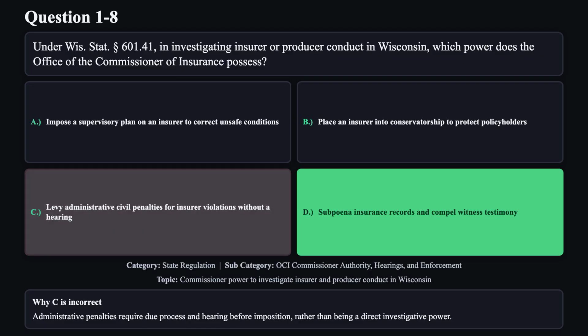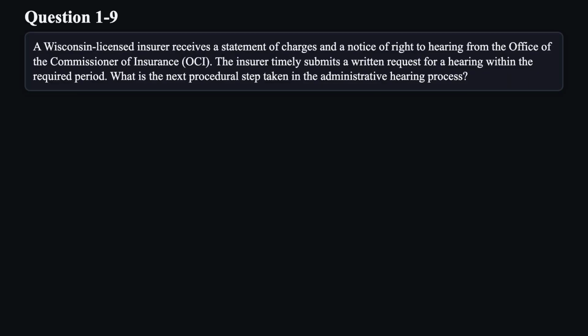Administrative penalties require due process and hearing before imposition, rather than being a direct investigative power. Question 9. A Wisconsin licensed insurer receives a statement of charges and a notice of right to hearing from the Office of the Commissioner of Insurance, OCI. The insurer timely submits a written request for a hearing within the required period. What is the next procedural step taken in the administrative hearing process?